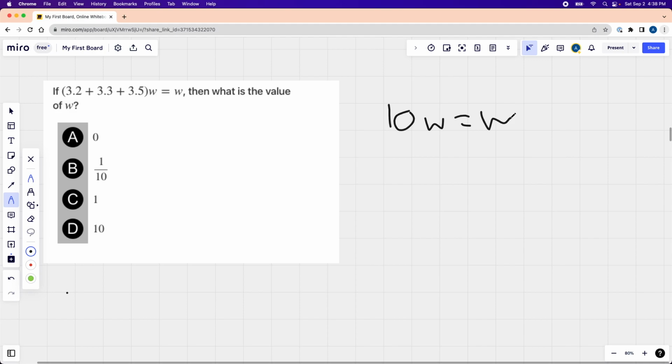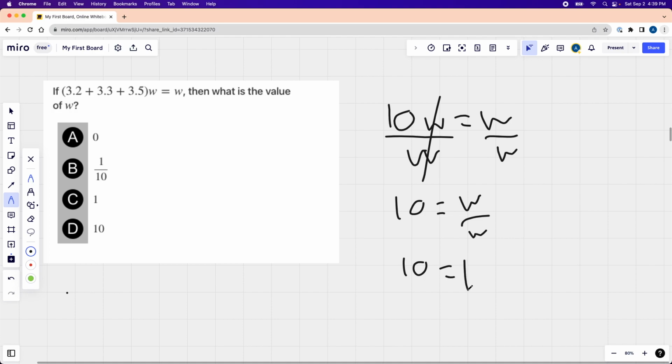Now again, let's try and get w all by itself. I have a 10w on this side, so I'm going to divide by w over here. That means I need to divide by a w over here too. Those w's will cancel out. So now I have 10 equals w over w. And any number over that same number is going to be 1. So this will be 10 equals 1.